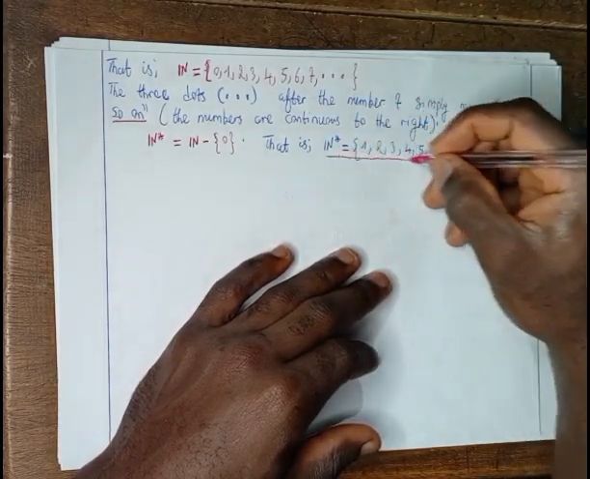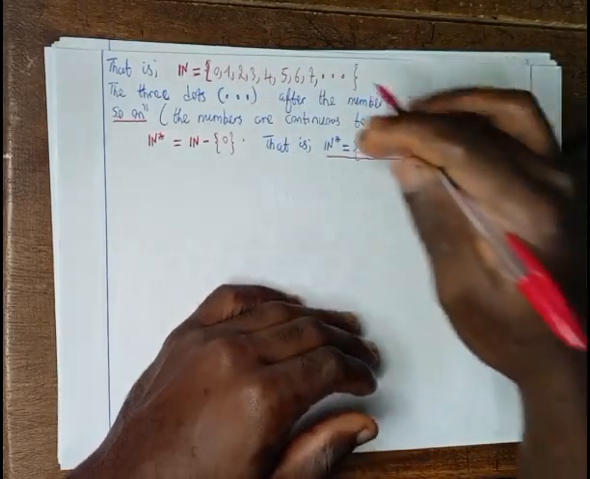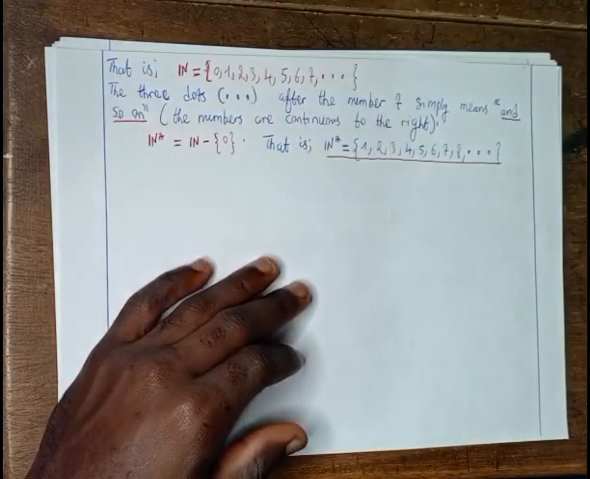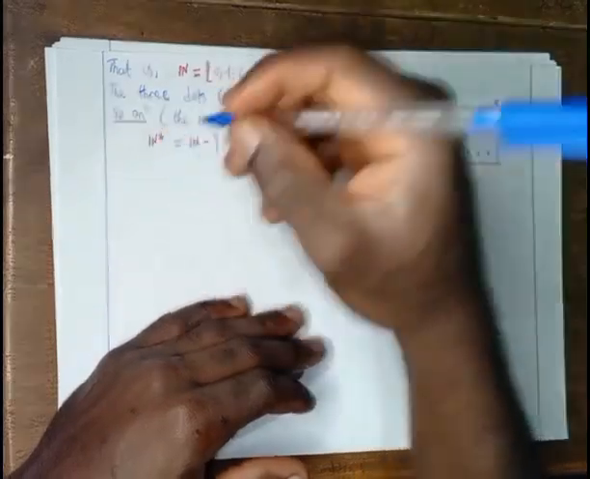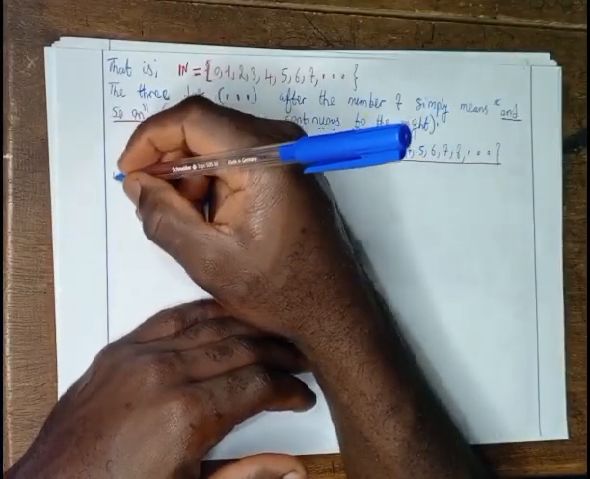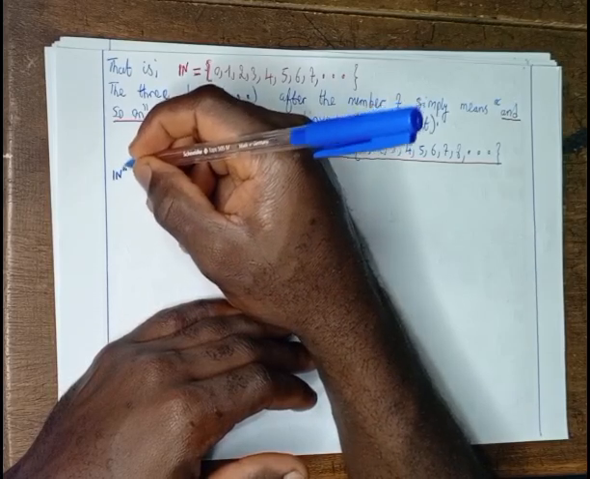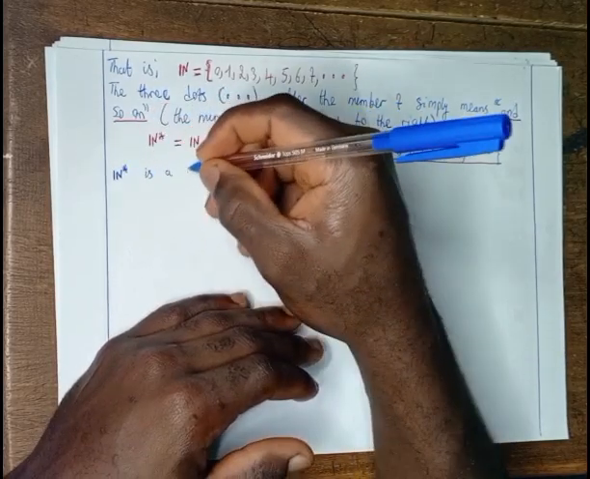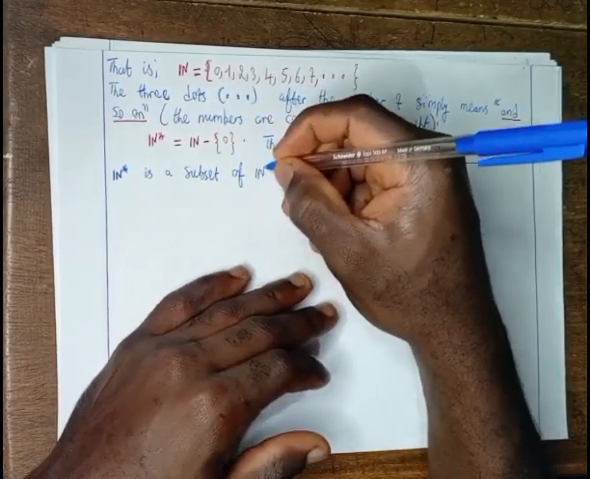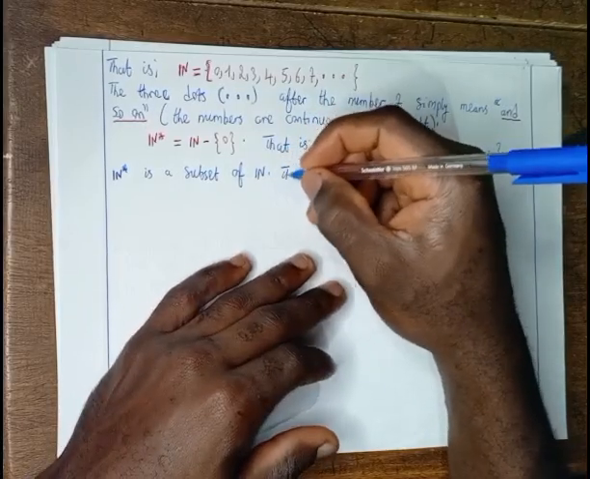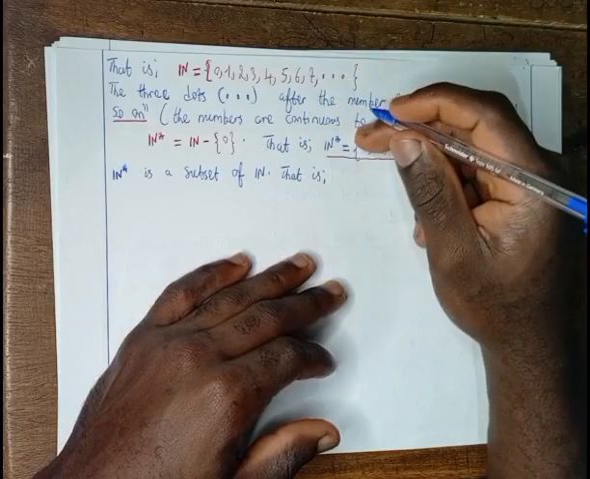So you see that all the elements of N star are elements of N. Therefore, N star is a subset of N. That is, because all the elements of N star are found in N, but N star does not have 0.